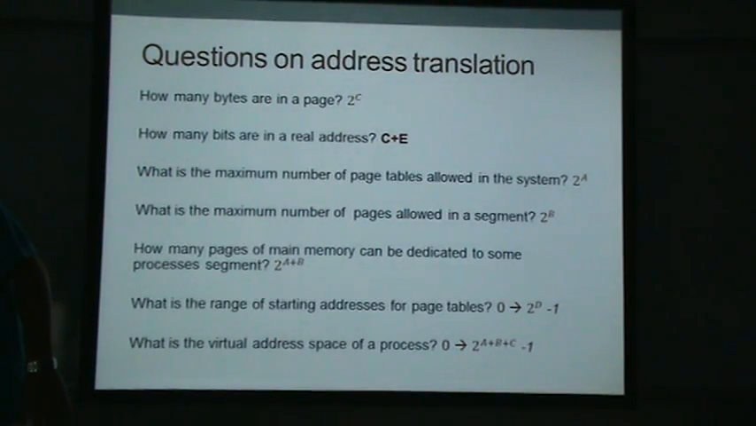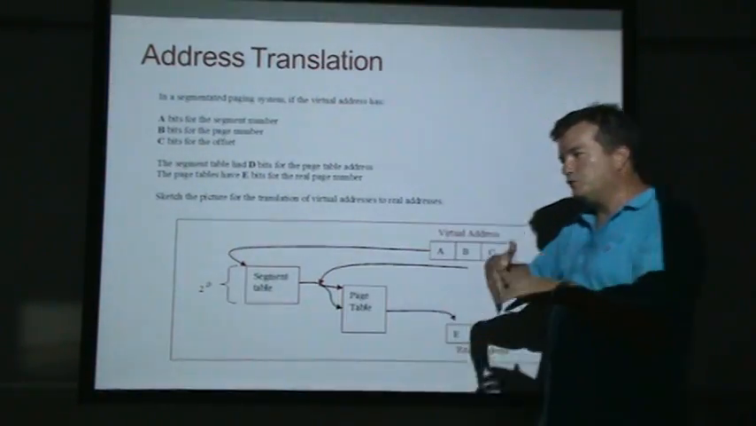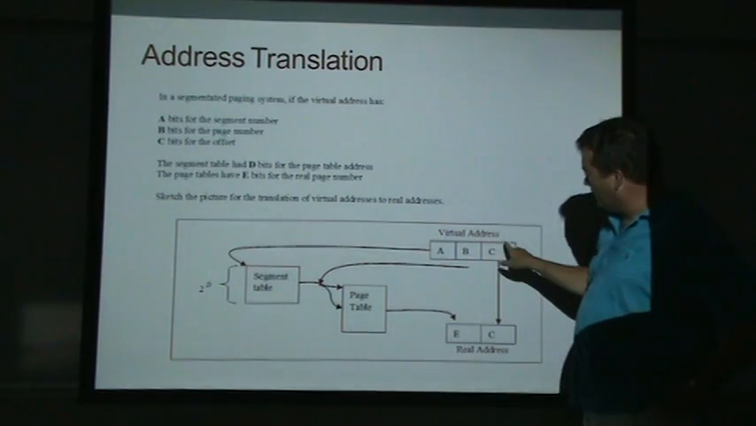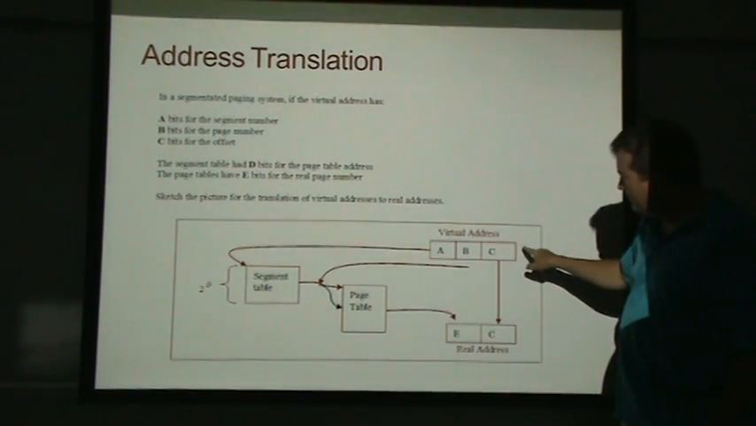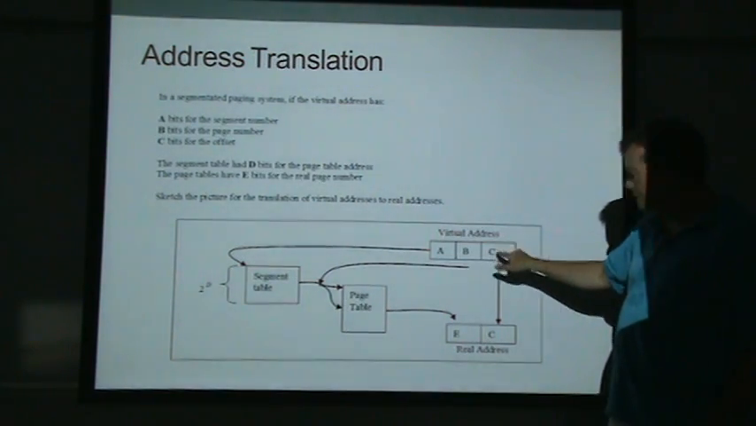And the virtual address space for a process. The virtual address space is from the point of view of the person who created the file on the disk drive. They think the files start at 0 and go as big as they can go. How big can they go? Well, all these bits are what they're using for their address. So it would be 2 to the A plus B plus C.